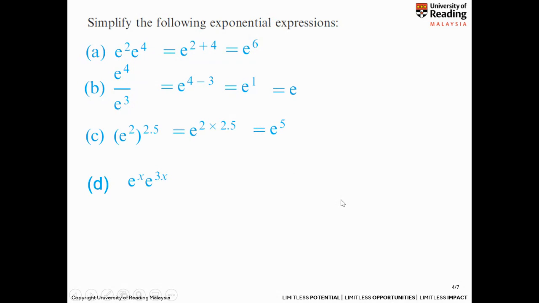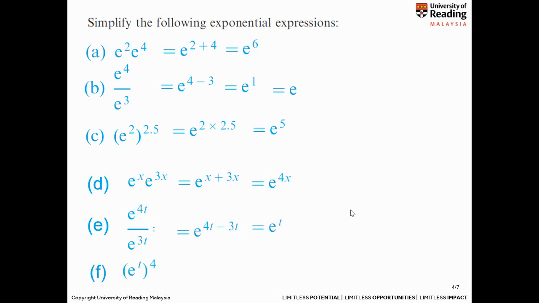Now you have e to the power x times e to the power 3x. Apply the first indices rule. You shall get x plus 3x, giving you e to the power 4x. When you divide, same thing: you subtract the powers and you shall get e to the power t. When you have a bracket and then a power again, apply the third indices rule and you shall get e to the power 4t.